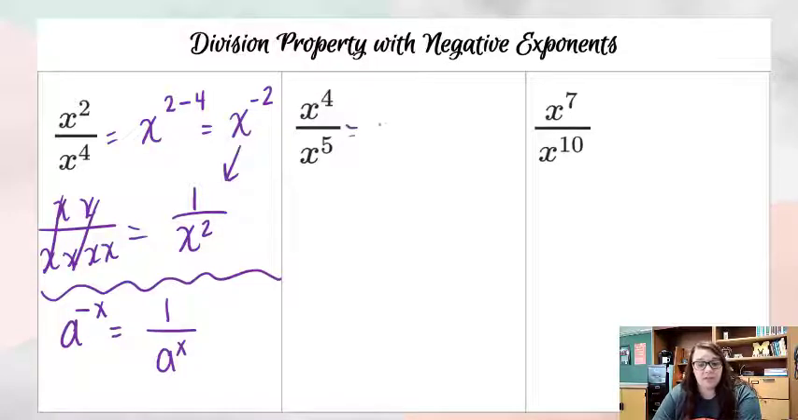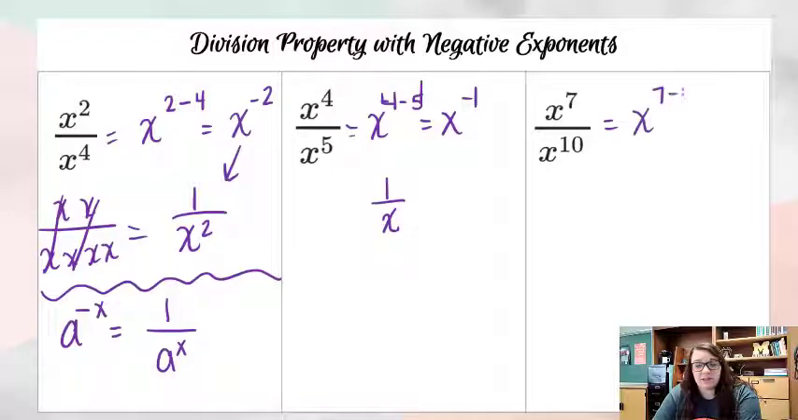Let's try another one. If I had 4 minus 5, that's negative 1, which I can write as 1 over x. The last one I'll do is 7 minus 10, which is negative 3. So I can write it on the bottom.